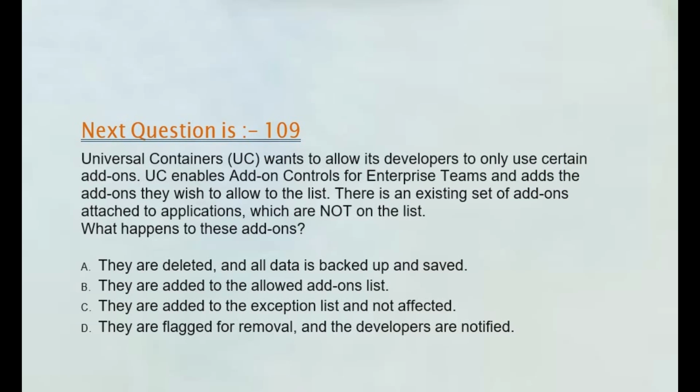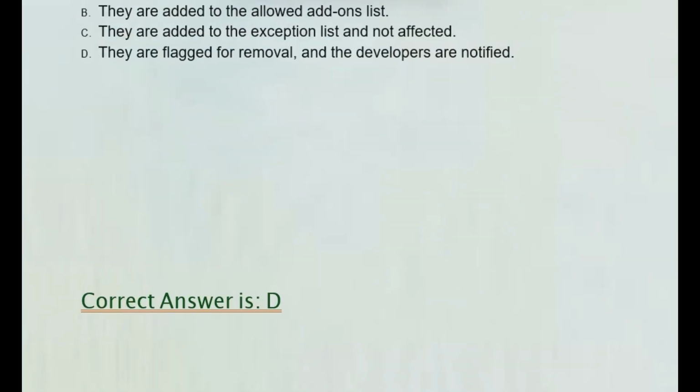Option A: they are deleted and all data is backed up and saved. Option B: they are added to the allowed add-ons list. Option C: they are added to the exception list and not affected. Option D: they are flagged for removal and the developers are notified. Correct answer is option D.